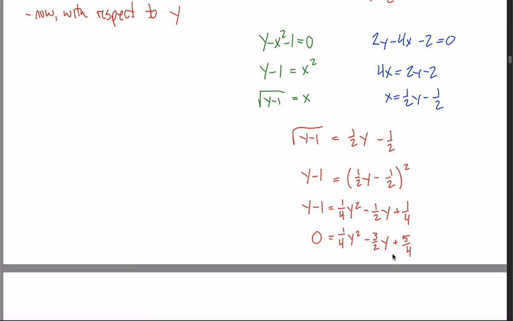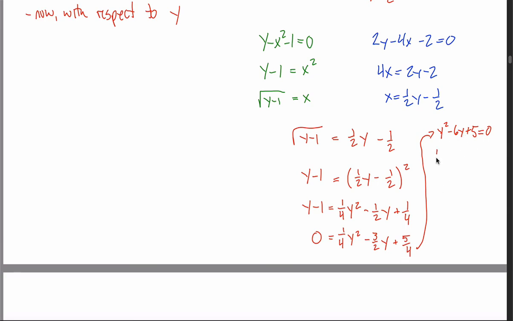That looks horrible. It's not too bad if you multiply everything by 4 to get rid of the fractions. Multiplying all these terms by 4, 0 times 4 is still 0, so it's still set equal to 0. 1/4 y squared times 4 is y squared. -3/2 times 4 is -12/2, aka -6y. And then 5/4 times 4 is just this 5.